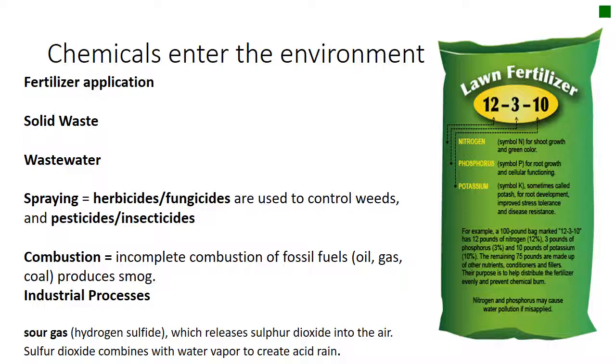That's important to understand. Another way that chemicals enter the environment is through solid waste. Solid waste is just garbage, and when garbage is deposited, chemicals can move into the soil when it rains. Also, that happens with wastewater. Chemicals also enter the environment through spraying of herbicides and fungicides to help control weeds and pests. Combustion is a big one, with the incomplete combustion of fossil fuels that produces smog, and smog can dissolve in rain and produce acid rain.